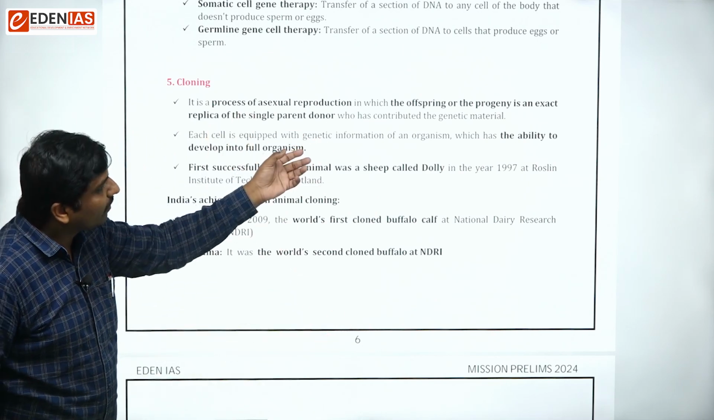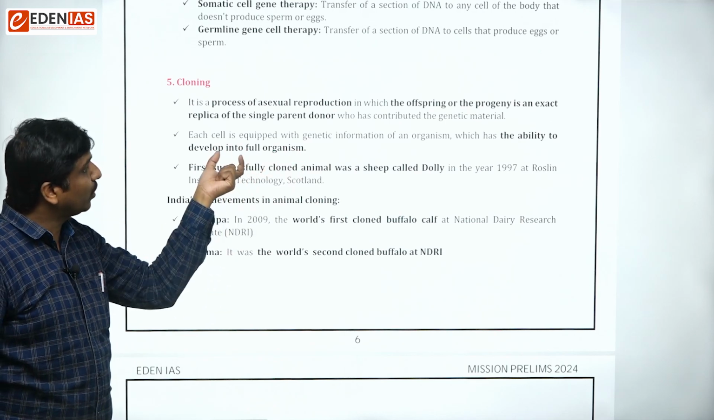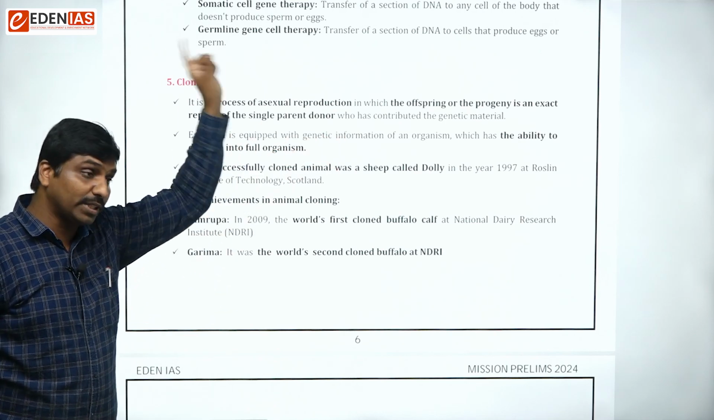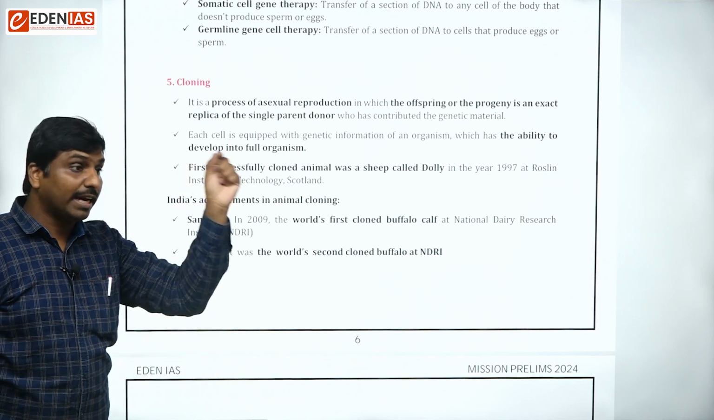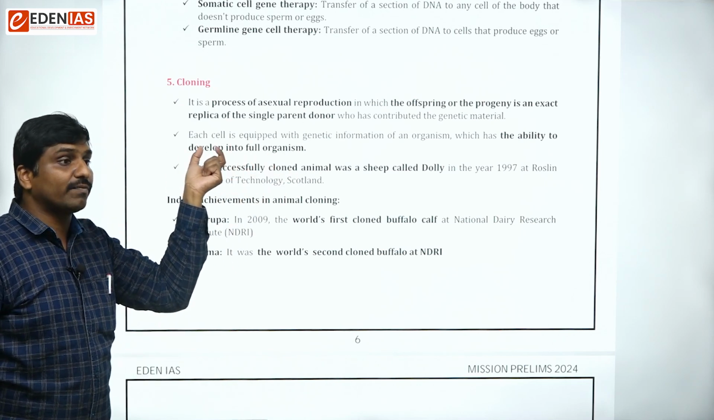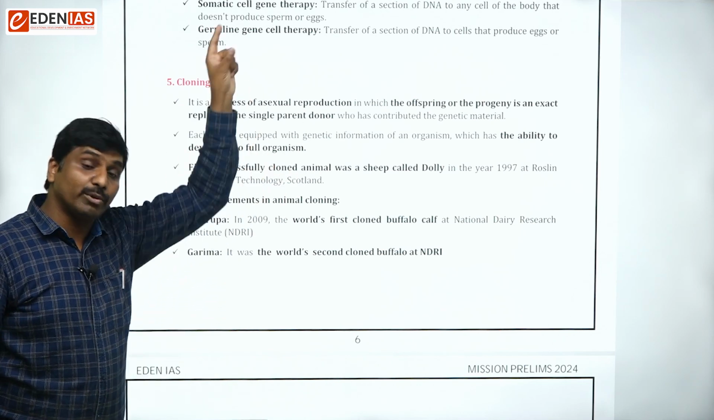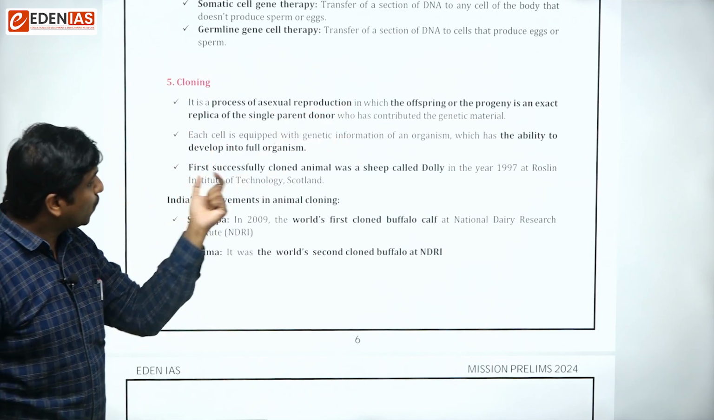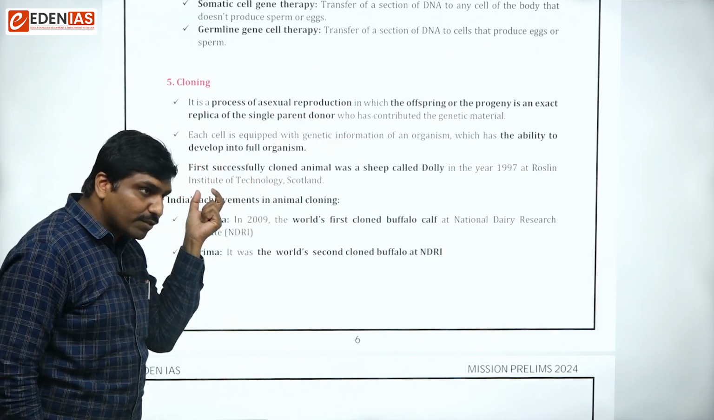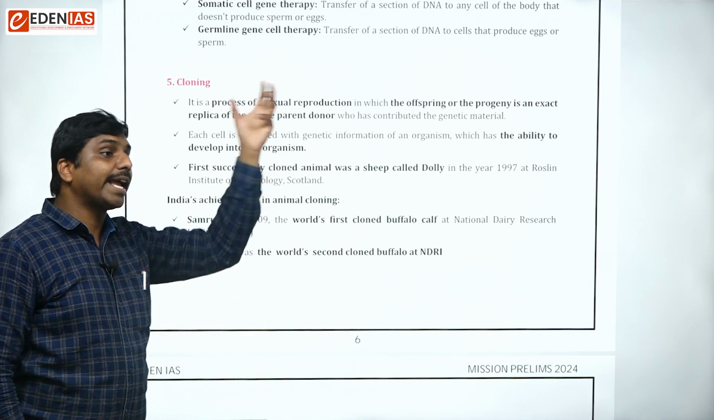Here, certain cells have the ability to develop into a full organism. Think about totipotent stem cells. In a similar fashion, certain cells have the ability to develop into an entire organism, so we pick such kinds of cells. Those cells can be successfully used to produce an entire organism.